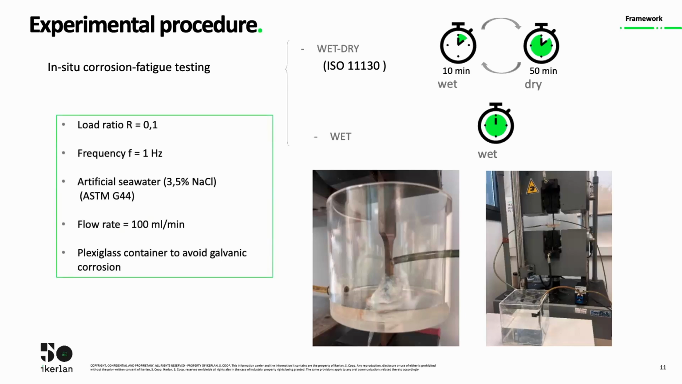In the fatigue test, the load ratio was 0.1 with a frequency of 1 Hertz, using artificial seawater with a salt content of 3.5% and a flow rate of 100 milliliters per minute. And for all this, the test rig was constructed using a plexiglass container.